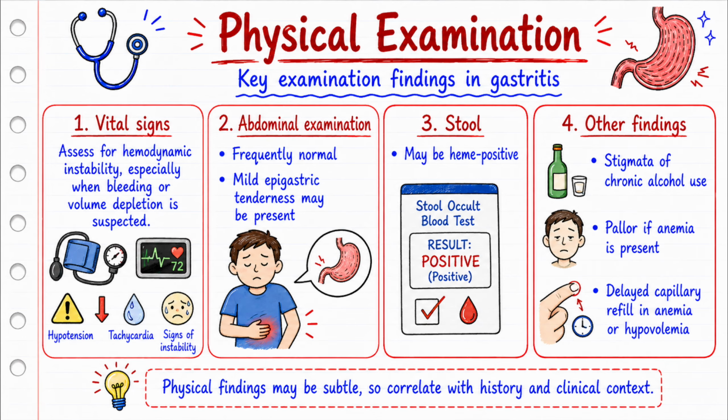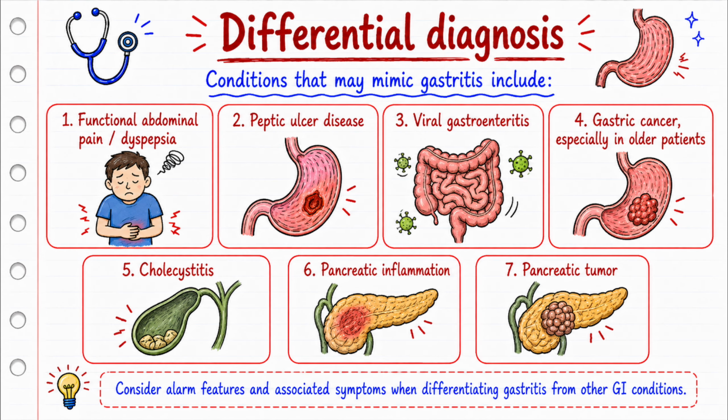Because the symptoms and physical findings are often nonspecific, we also need to consider the differential diagnosis. Functional dyspepsia can cause similar epigastric discomfort without visible structural disease. Peptic ulcer disease may produce more localized mucosal injury and can also cause bleeding. Viral gastroenteritis should be considered when nausea, vomiting, and diarrhea are prominent. More serious conditions, including gastric cancer, should be considered especially when alarm features are present.